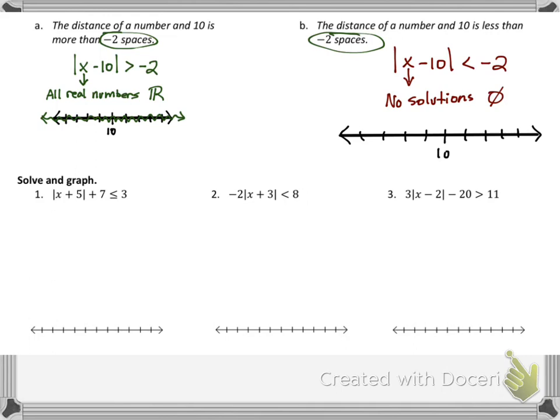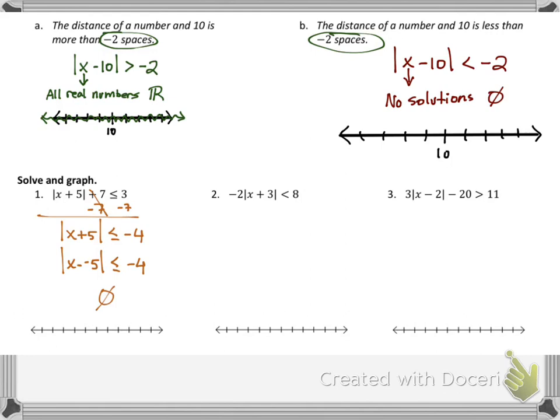So let's try and solve and graph. Let's do number 1 together. Before I get started, I want to make sure that each of these absolute values are isolated before I do any kind of splitting. So I have the absolute value of x plus 5 is less than or equal to negative 4. Again, if I were to translate this, it says the distance between x and negative 5 is less than or equal to negative 4 spaces. Negative 4 spaces does not even exist. To go less than negative 4 spaces does not exist. So this is no solutions. There's no x value that can satisfy that.